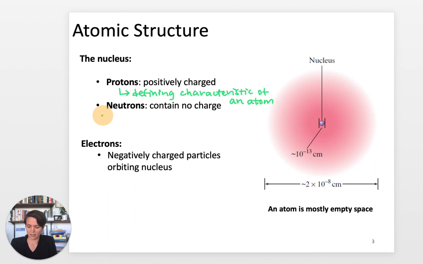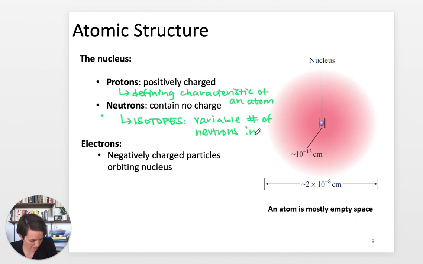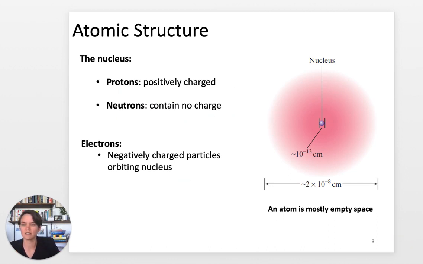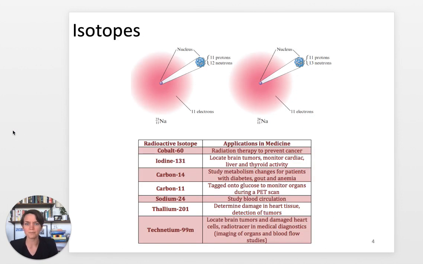So you can have a nitrogen with a couple different configurations where there's different neutrons, and those are called isotopes. So isotopes are going to be a variable number of neutrons in an atom. Likewise, electrons can be different, and those are called ions, which is a variable number of electrons in an atom. All right, we're going to talk about each one of those conditions in a second, so we'll have plenty of time to develop some familiarity. All right, look at that, 1 second.